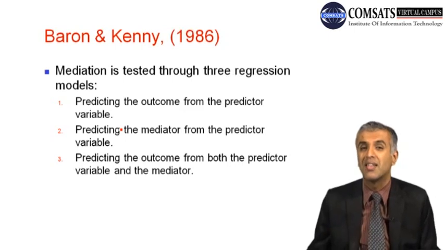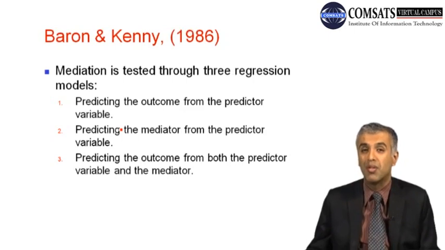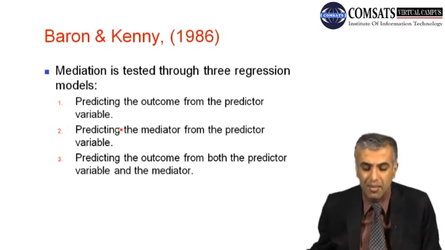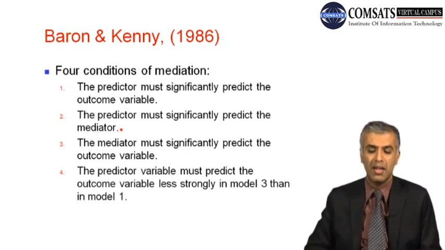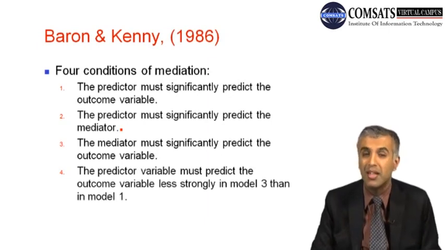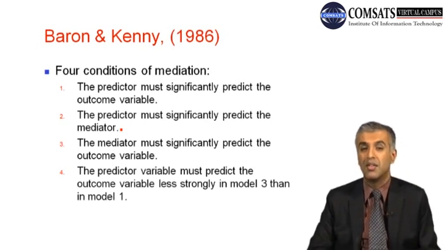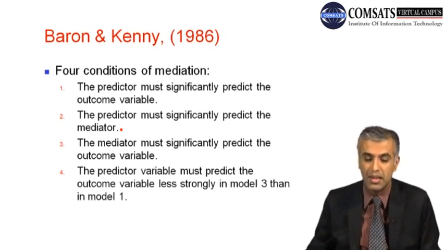Again, we cannot run regression in one go. We have to use a stepwise approach, as there are limitations in regression as well. So there are certain conditions which have to be measured: the predictor must be significantly related to the outcome variable. Again, the predictor should be related to the mediator as well, and the third is that the mediator should be related to the outcome variable. The predictor variable must predict the outcome variable in a certain way so that we can detect the terms of mediation here.